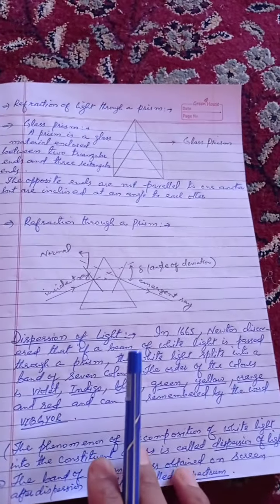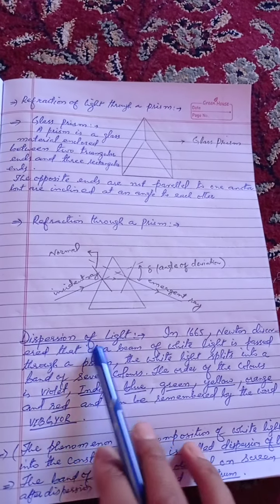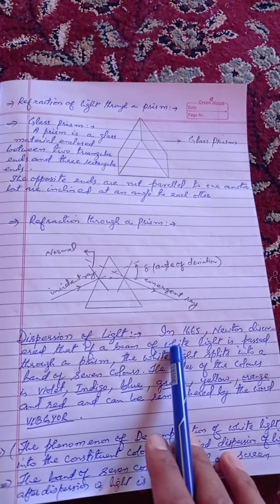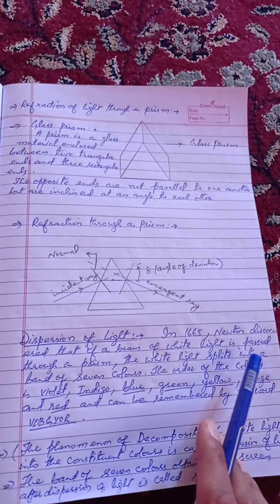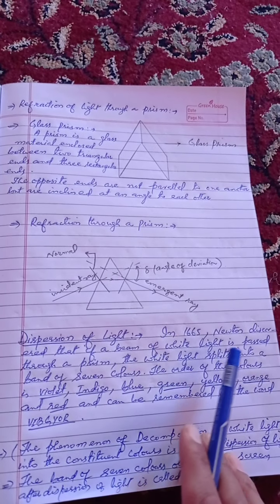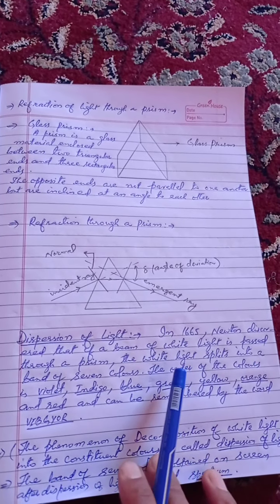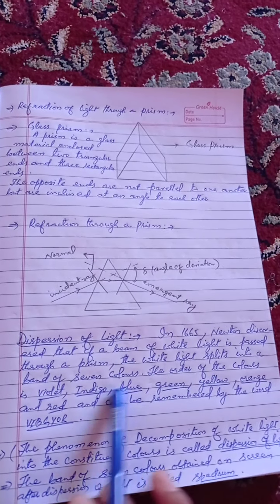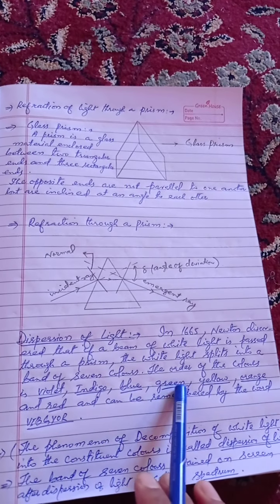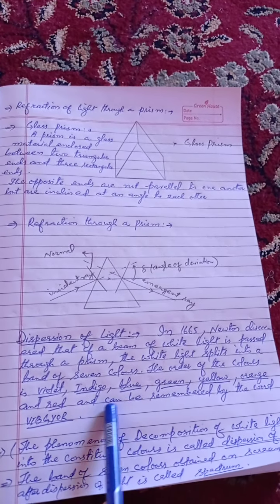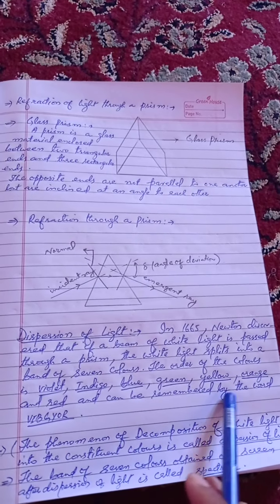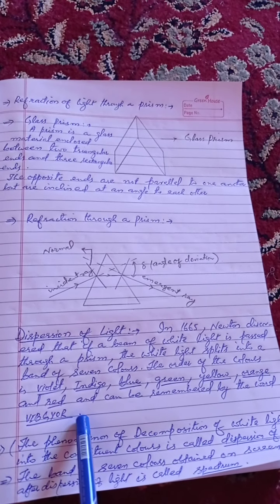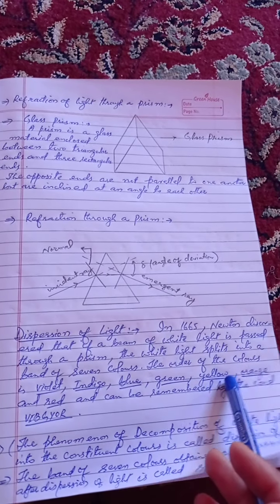Now dear students, I am going to touch one more topic, that is dispersion of light. What is dispersion of light? It means scattering or spreading out. In 1665, Newton discovered that if a beam of white light is passed through a prism, the white light splits into a band of 7 colors. The order of the colors is violet, indigo, blue, green, yellow, orange, and red. It can be remembered by the word VIBGYOR. So dispersion of light was discovered by Newton in 1665.